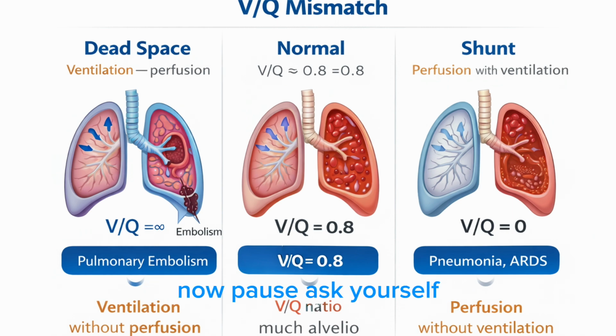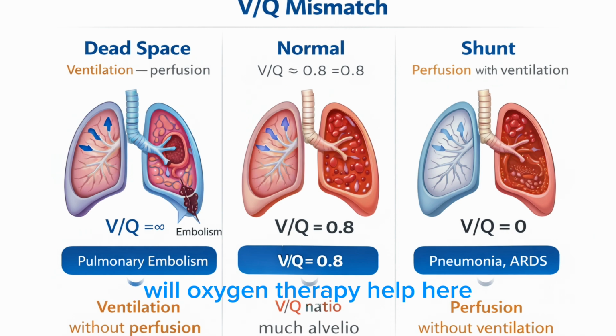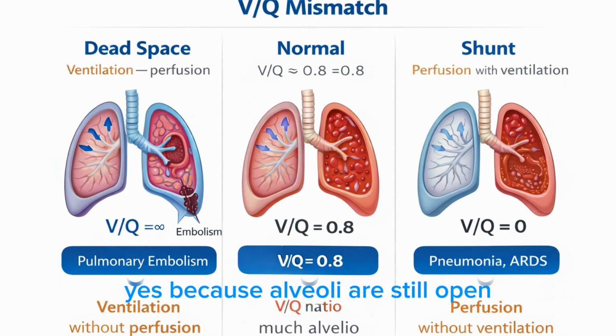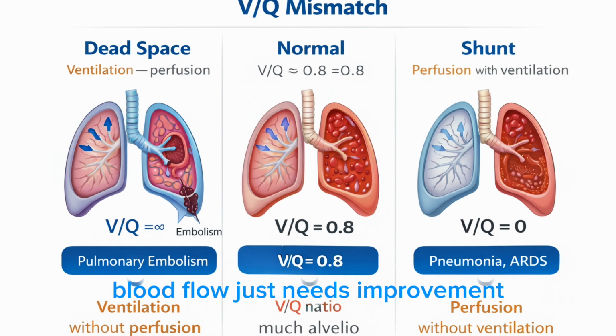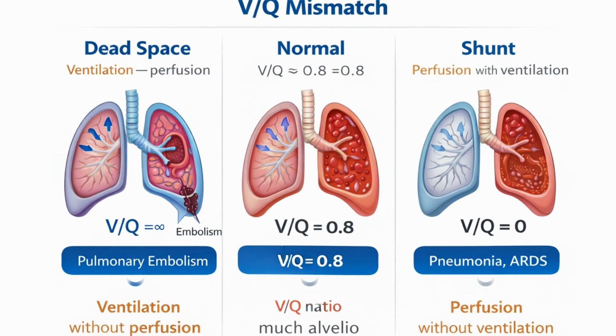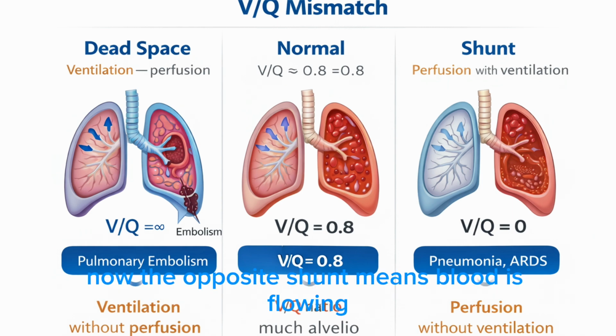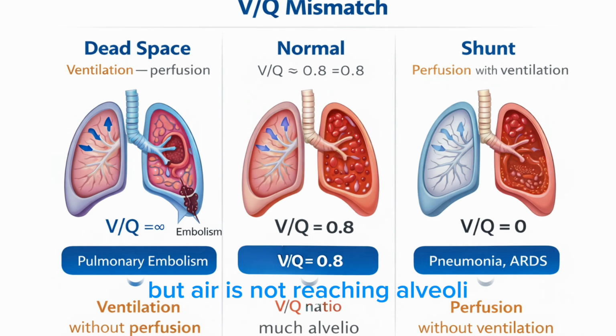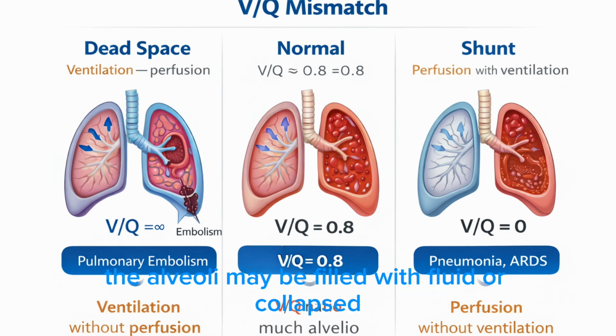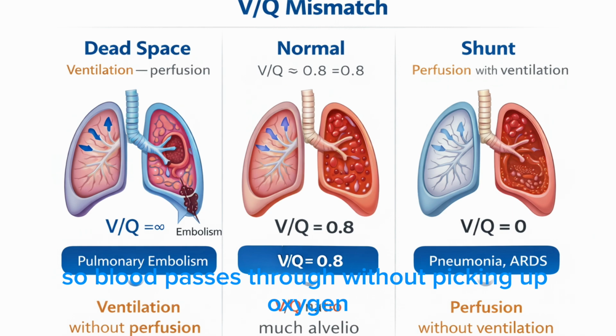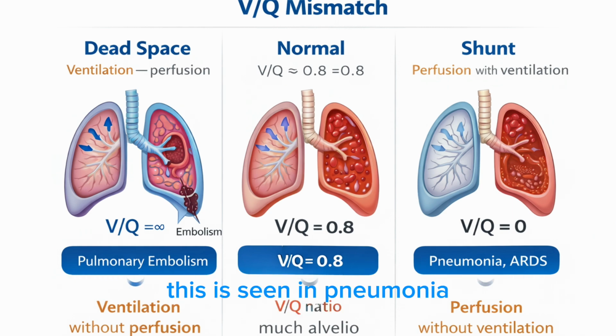Now pause. Ask yourself, will oxygen therapy help here? Yes, because alveoli are still open. Blood flow just needs improvement. Now the opposite. Shunt means blood is flowing, but air is not reaching alveoli. The alveoli may be filled with fluid or collapsed, so blood passes through without picking up oxygen. This is seen in pneumonia, in ARDS, in severe atelectasis.